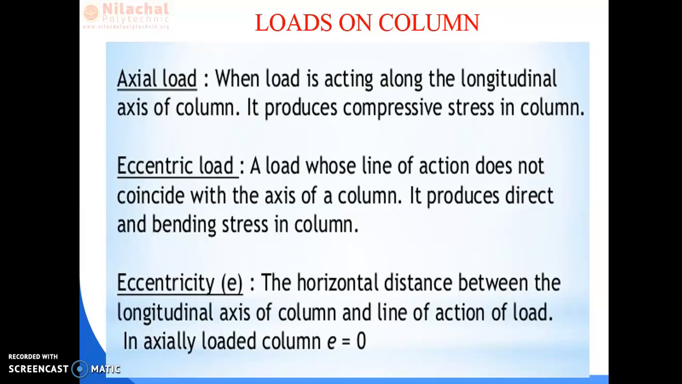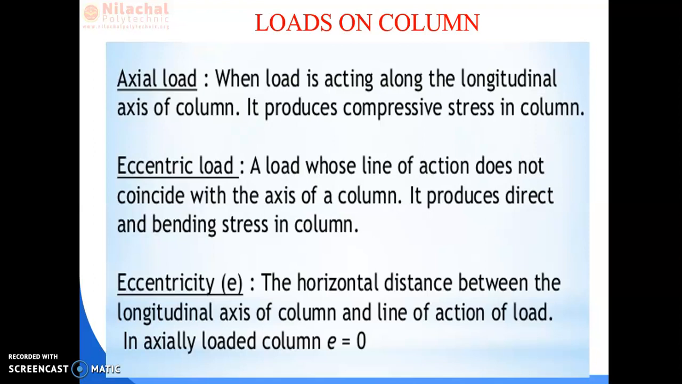Now let's go for the concept of axial load, eccentric load and eccentricity. What is axial load? If the line of action of the load is along the vertical axial direction of the column, then that is known as axial load. The load is acting along the longitudinal axis of the column, and it also produces compressive stress in the column.